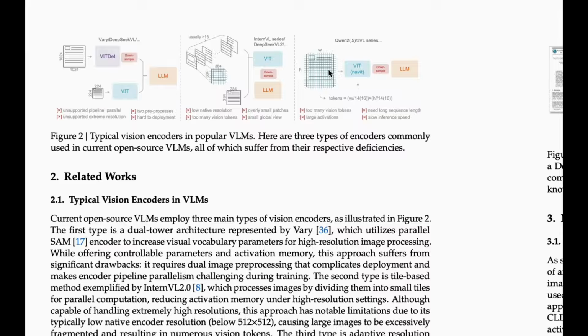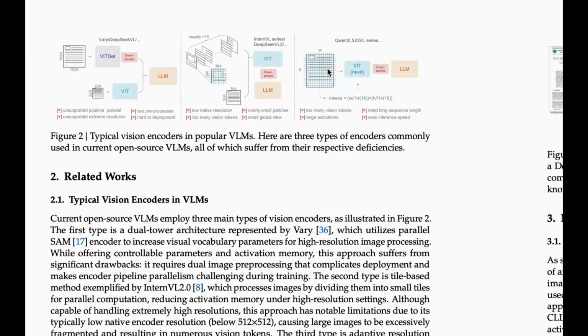And the third one, if you notice here, is adaptive resolution, like Qwen2-VL. What it does is it processes the full image at any resolution. The problem with this particular encoder is that it uses massive amounts of memory, and your GPU can literally run out of memory because you will be using high resolution images in it. So this is a really good diagram.